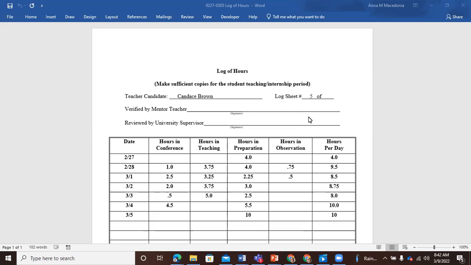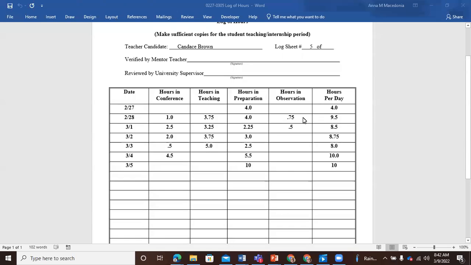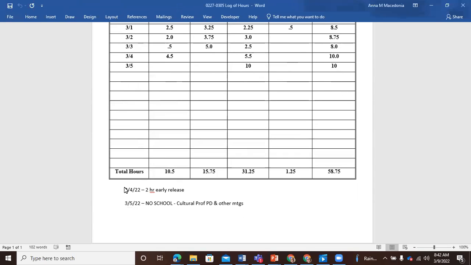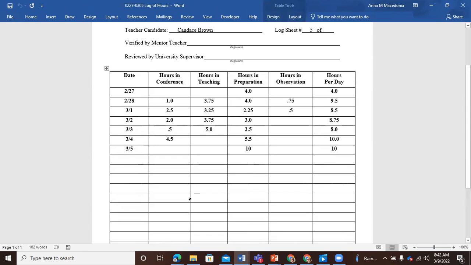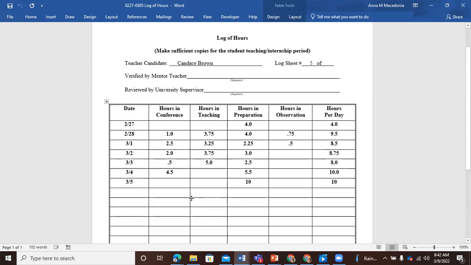So first off, as I shared in your email, I am giving you a lot of kudos for completing all of the logs and making sure that they're detailed and accurate. I was able to look through all those, and I appreciate even having these types of dates, including early releases and no school, etc. So the log of hours, you're definitely on track with that.